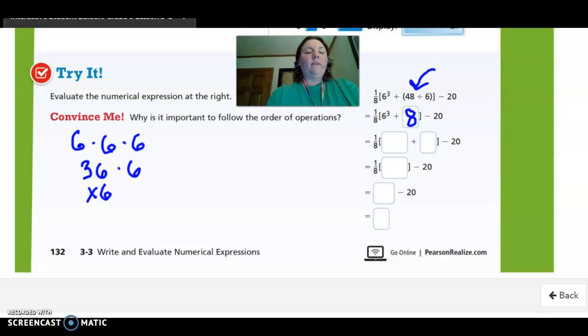Uh-oh, I forgot my calculator in my mom's van, and she's off picking up my brother from a sports game. So I'm going to have to do multiplication old school.